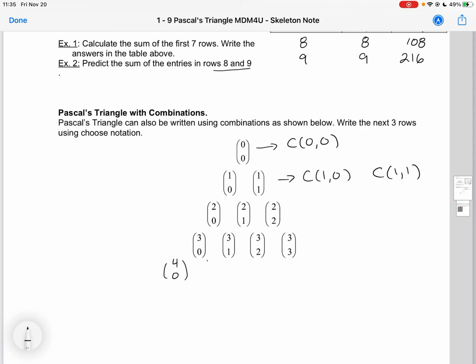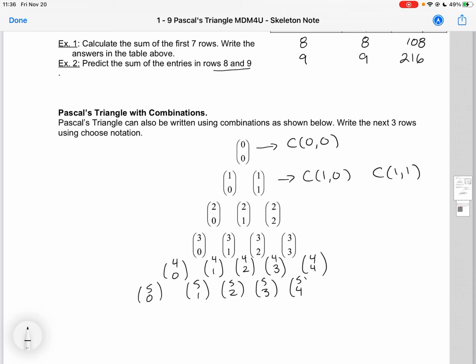We would have our fourth row, 0 with entry, fourth row, first entry, fourth row, second entry, fourth row, third entry, fourth row, fourth entry, and then we'll do our next row, fifth row, all the way across, 3, 4, and 5. And then the example is asking us to write 3 rows, so we'll write one more.